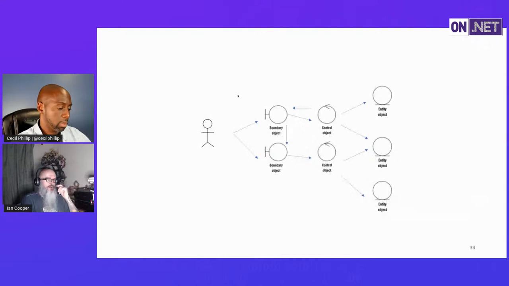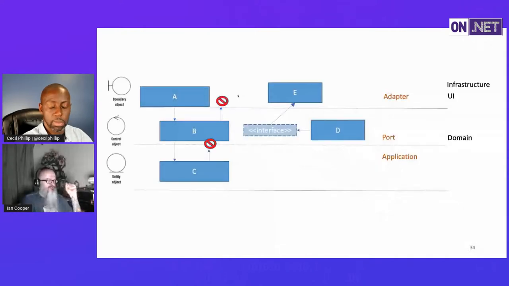Some of you may begin to see the pattern we're talking about now. So my actor talks to a boundary object, which talks to the control object, which basically exercises the entities. Great. So if I begin to think about this diagram we drew earlier, it becomes pretty clear that that model is the same, right? The boundary is our adapter layer. It's the IO concern layer. The control object is that port layer. It's the domain workflow layer. And the entity object basically is the application layer. It's where the entities live in my application.